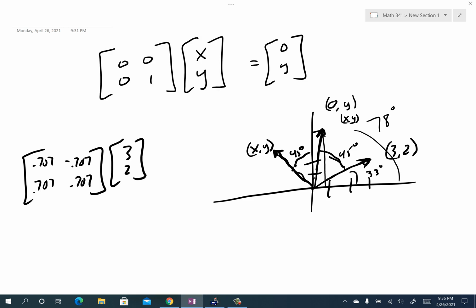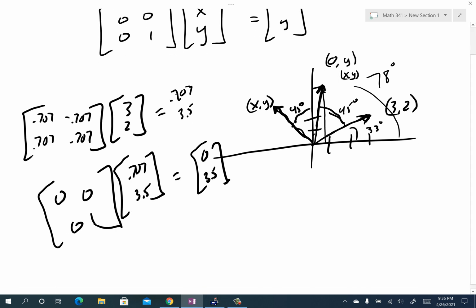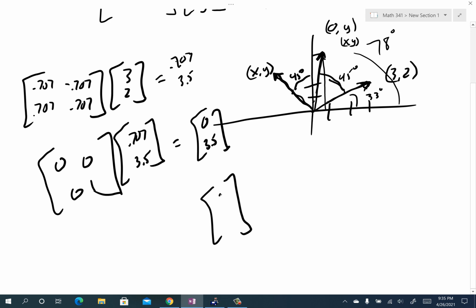Cool. And then let's take that value here and project it onto the y-axis. And then let's take that guy and hit it with the rotation matrix again.